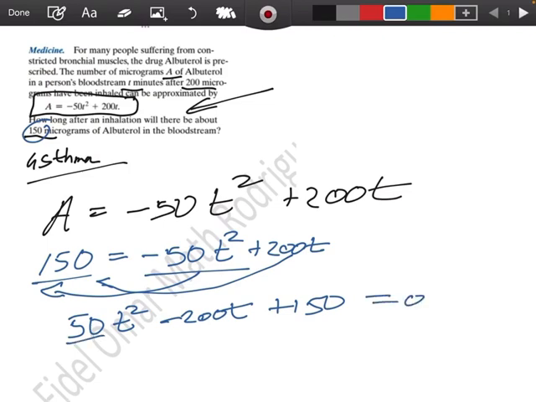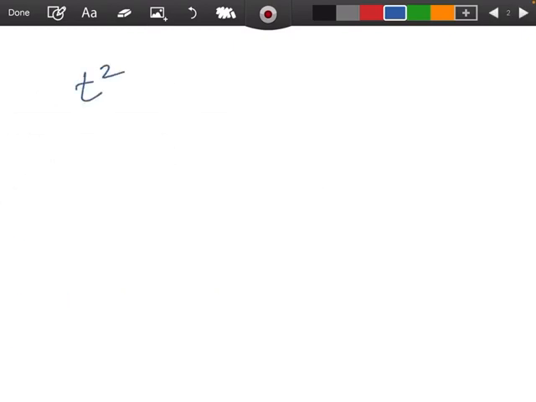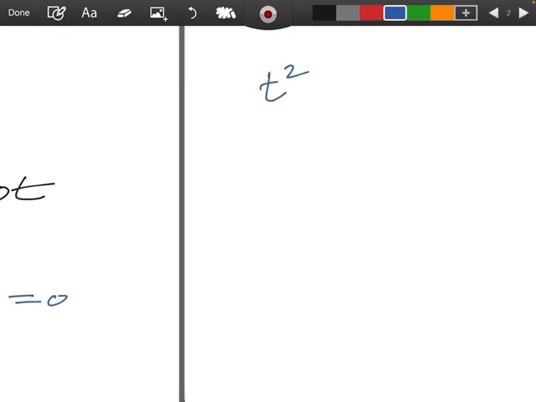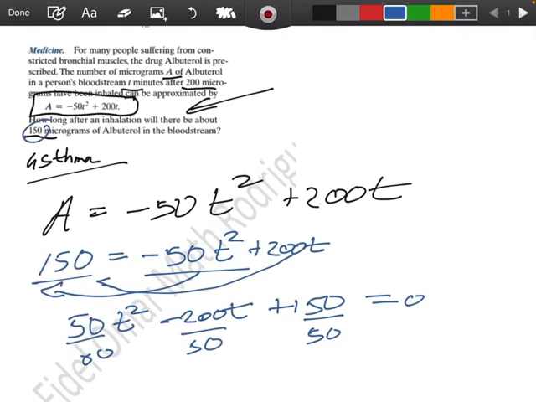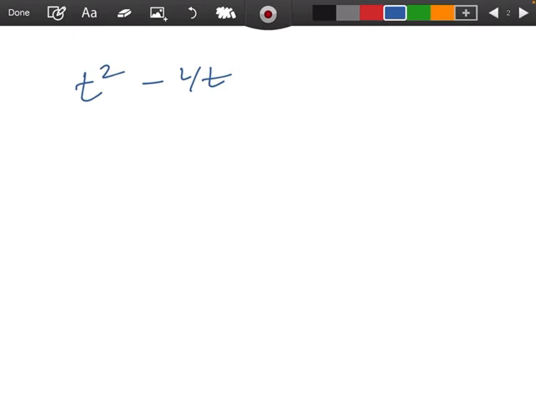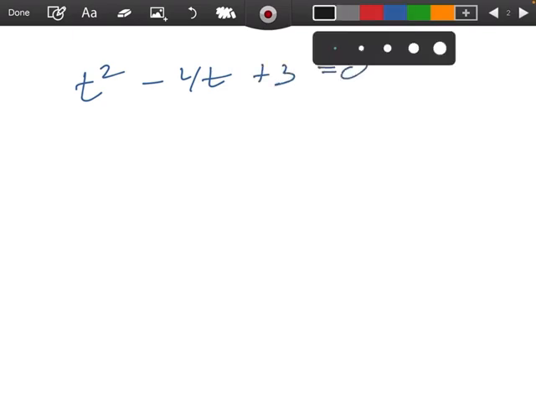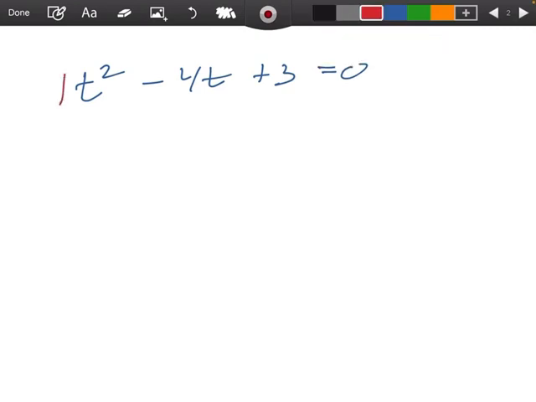We can divide everything here by 50, and we're going to end up with t squared minus 4t. Let's see, 150 divided by 50 is plus 3, equals 0. So now we can go ahead and factor this. Remember, this should be an easy breezy CoverGirl problem because that number there is a 1. So we're going to factor like this.